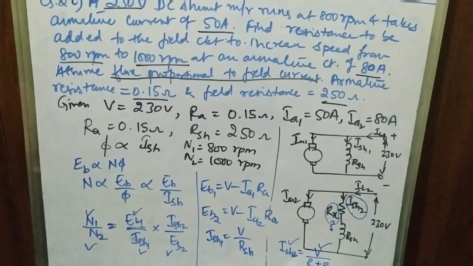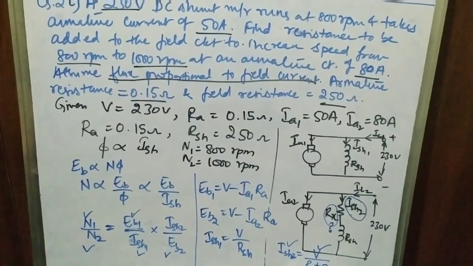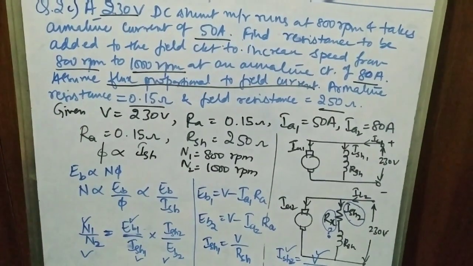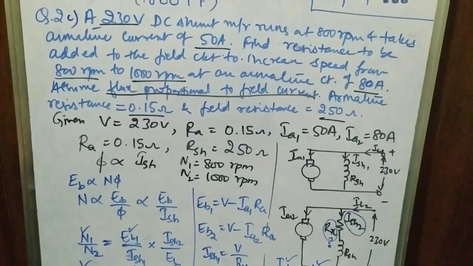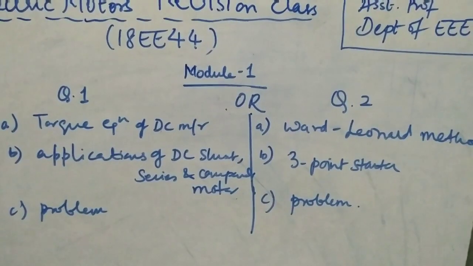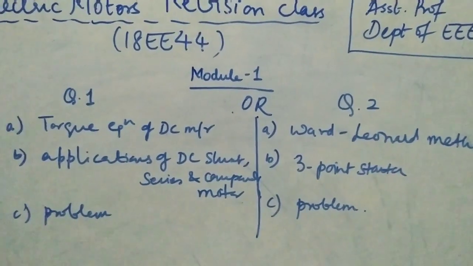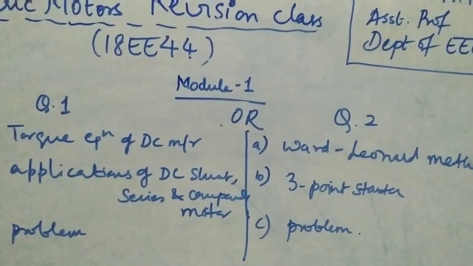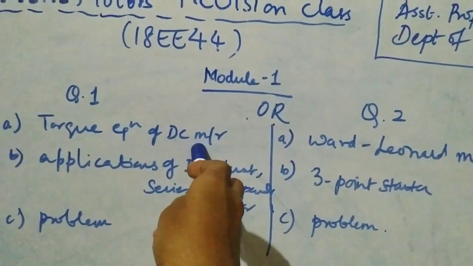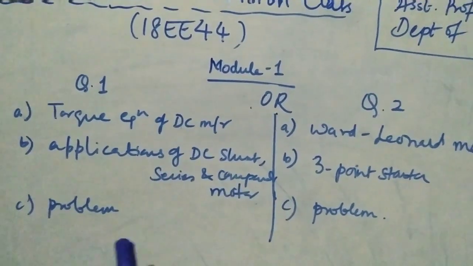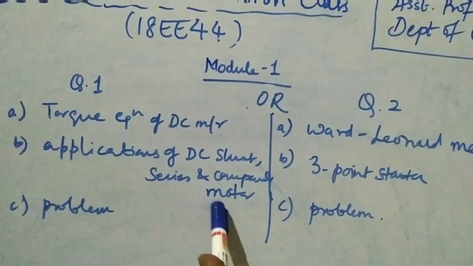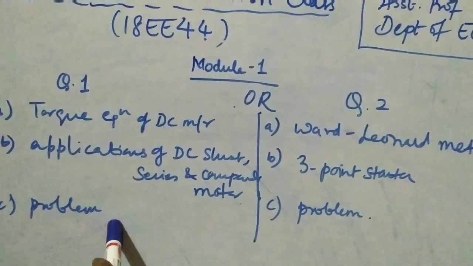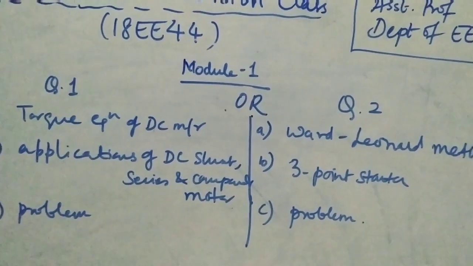This completes the 2A, B, C questions from module 1, right? Now let us summarize. In the first part of the question, the torque equation of a DC motor, you can practice, and the applications of DC shunt, series and compound motors, at least 5 applications of each motor, and the problem we discussed, just work it out with answers so you can cross check.